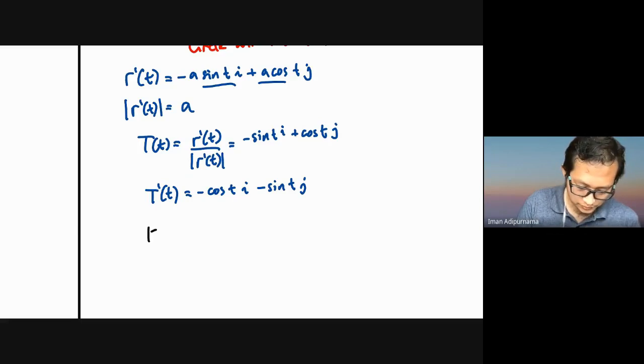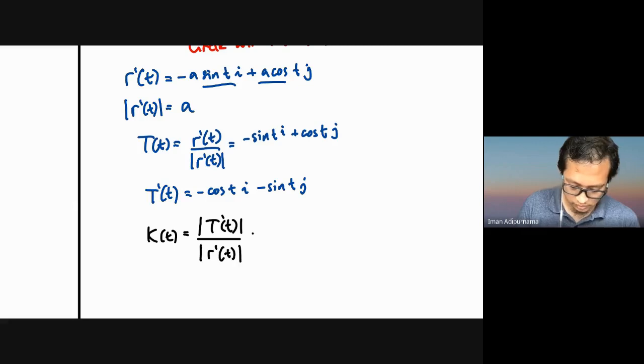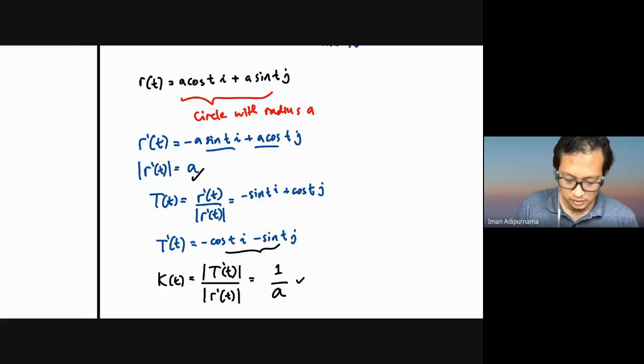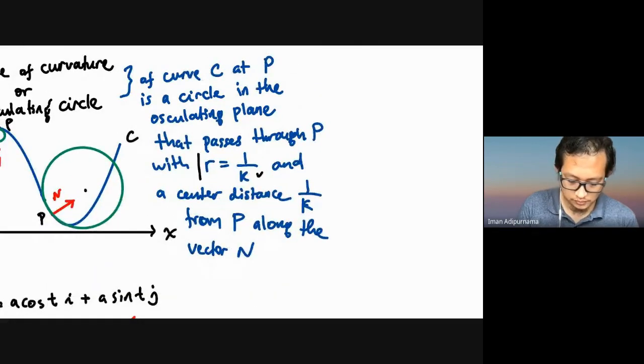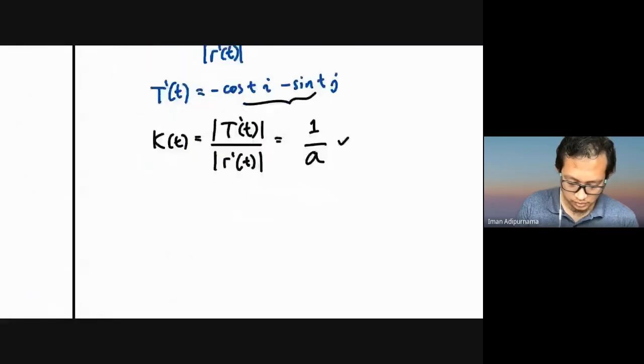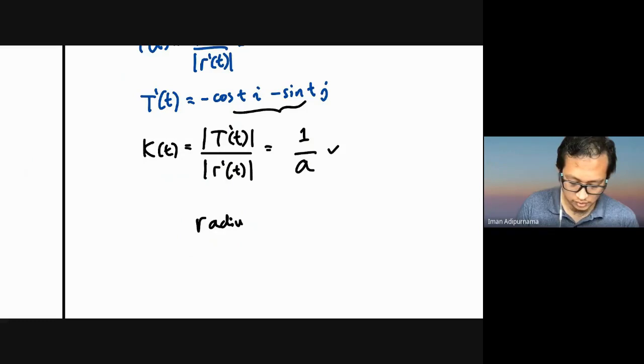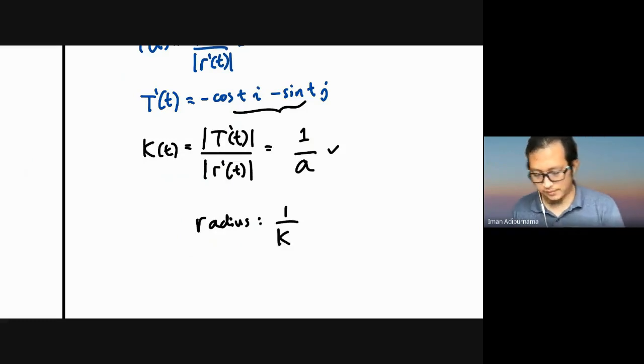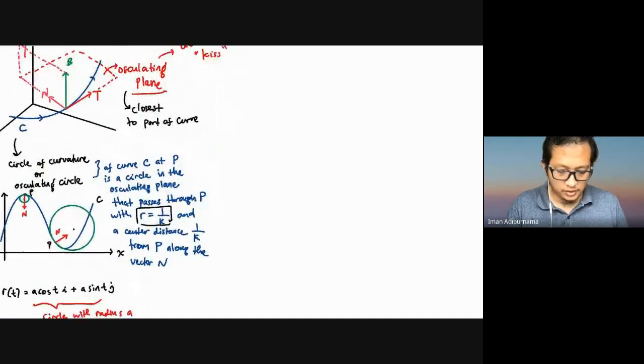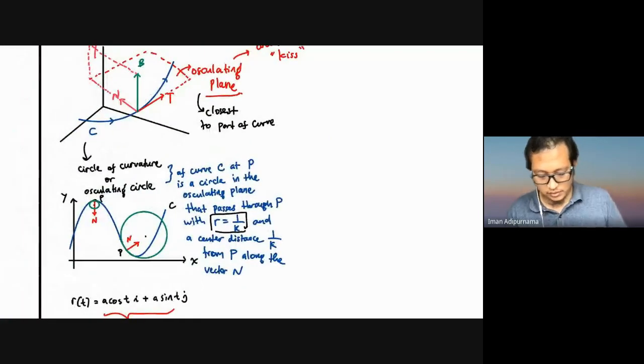and using the formula for curvature, we get the whole thing becomes one, and the r prime is a, so it's 1/a. Okay, this is why you get the 1/curvature here. Okay, so actually the radius is always 1/curvature. Okay, okay. Now we move to the other part of chapter 13, which is the torsion.